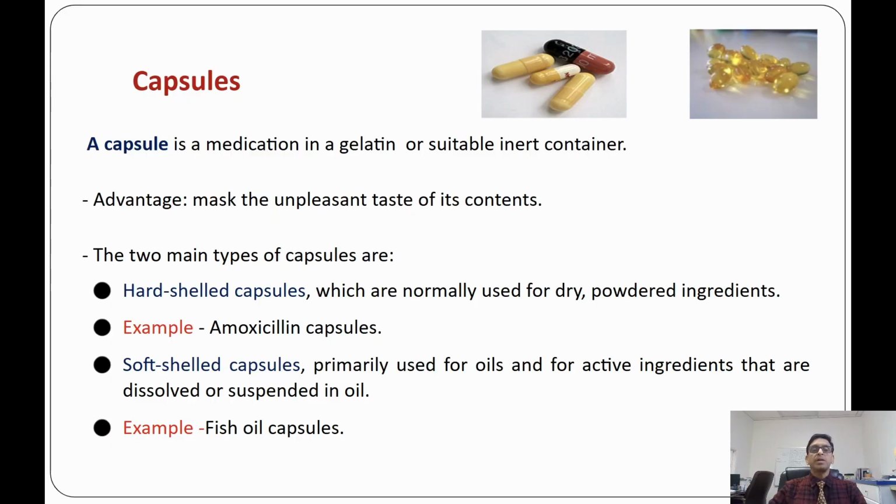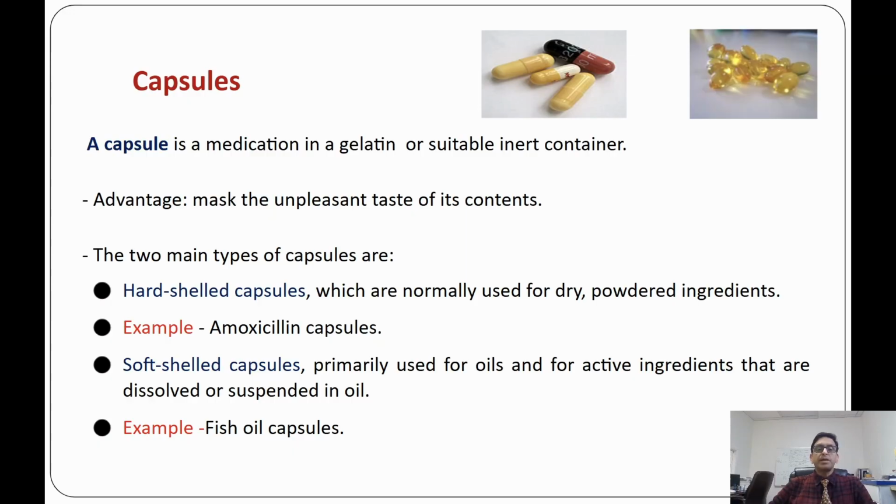Coming to the capsule, the second most popular oral solid dosage form is the capsule. Capsules are medications which are generally encapsulated in a gelatin or a suitable inert container where the drug or drug with excipient will be dispensed. Mostly, these capsules are used to mask the bitter or unpleasant taste of the drugs. Mostly, capsules are used to improve the palatability of the medicaments.